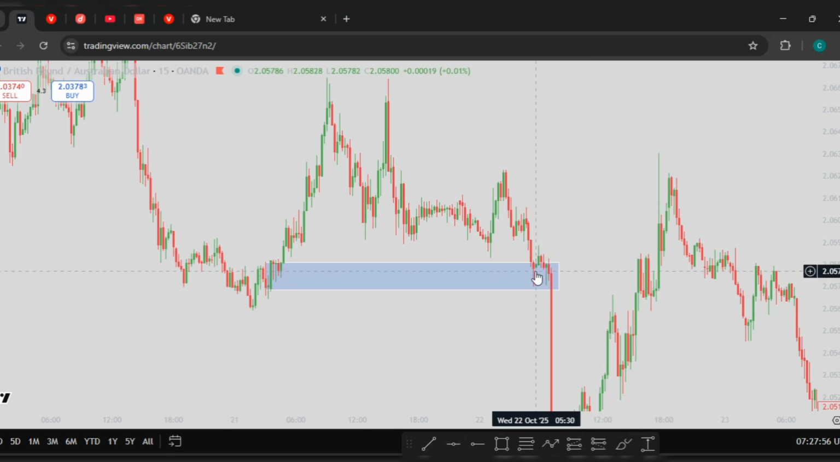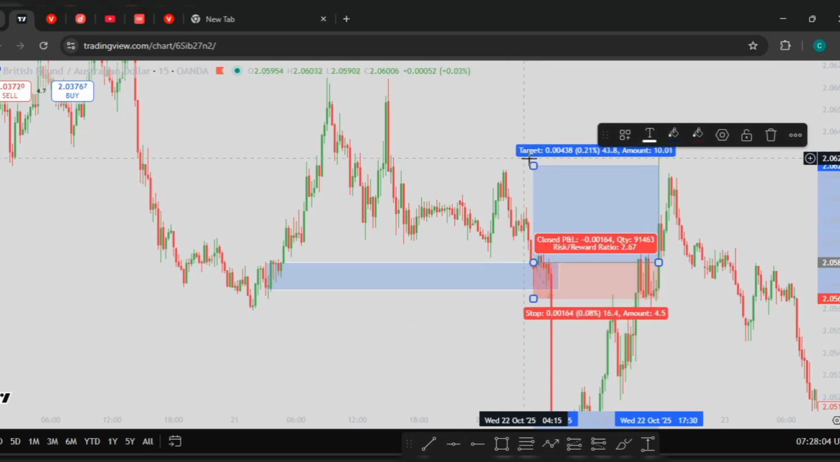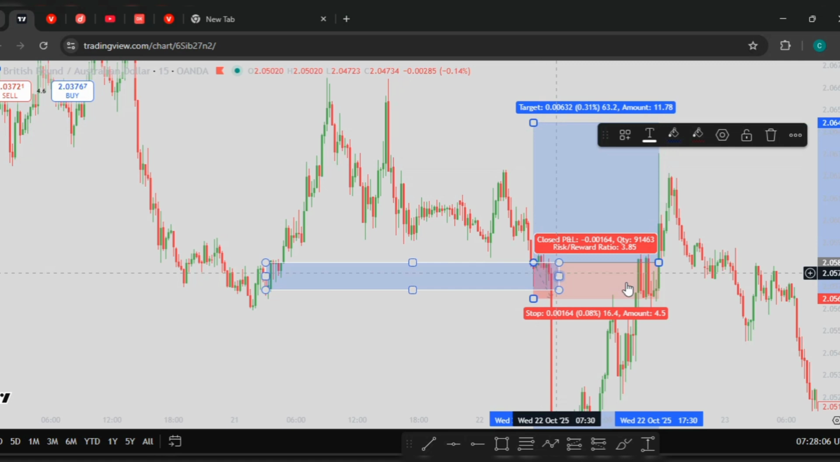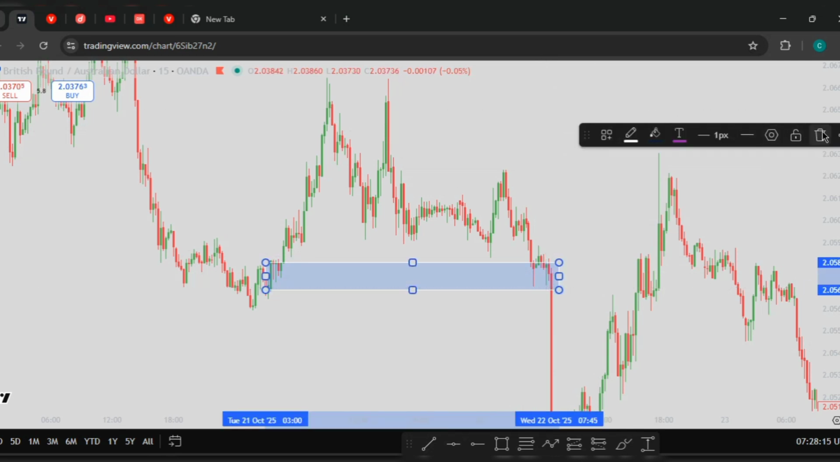Look, you see the wick. You say, oh, let's buy again. You set your buy limit order here, then you set your stop loss. Oh, let me target this high here. What happened? Boom, it hits your stop loss because you are not trading in line with the market trend. Now, this is mistake number one.